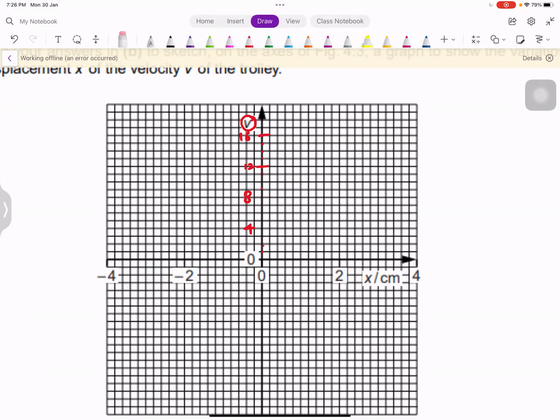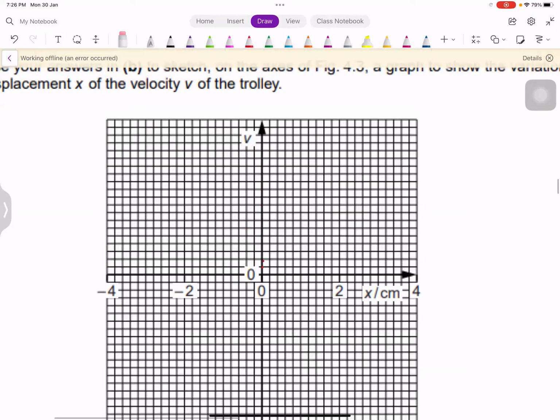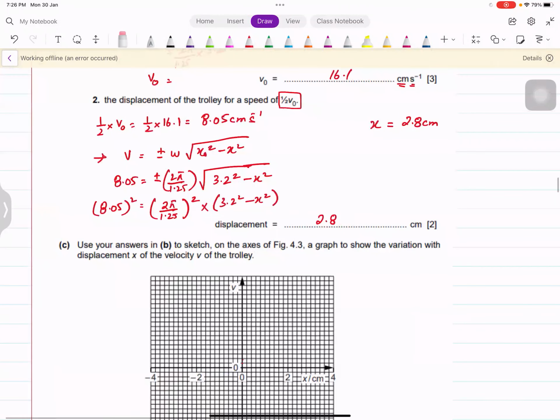Sir, can you just go to the previous question once? Yes, why not? Sir, I don't know why, but I'm getting minus 2.56. Eh?